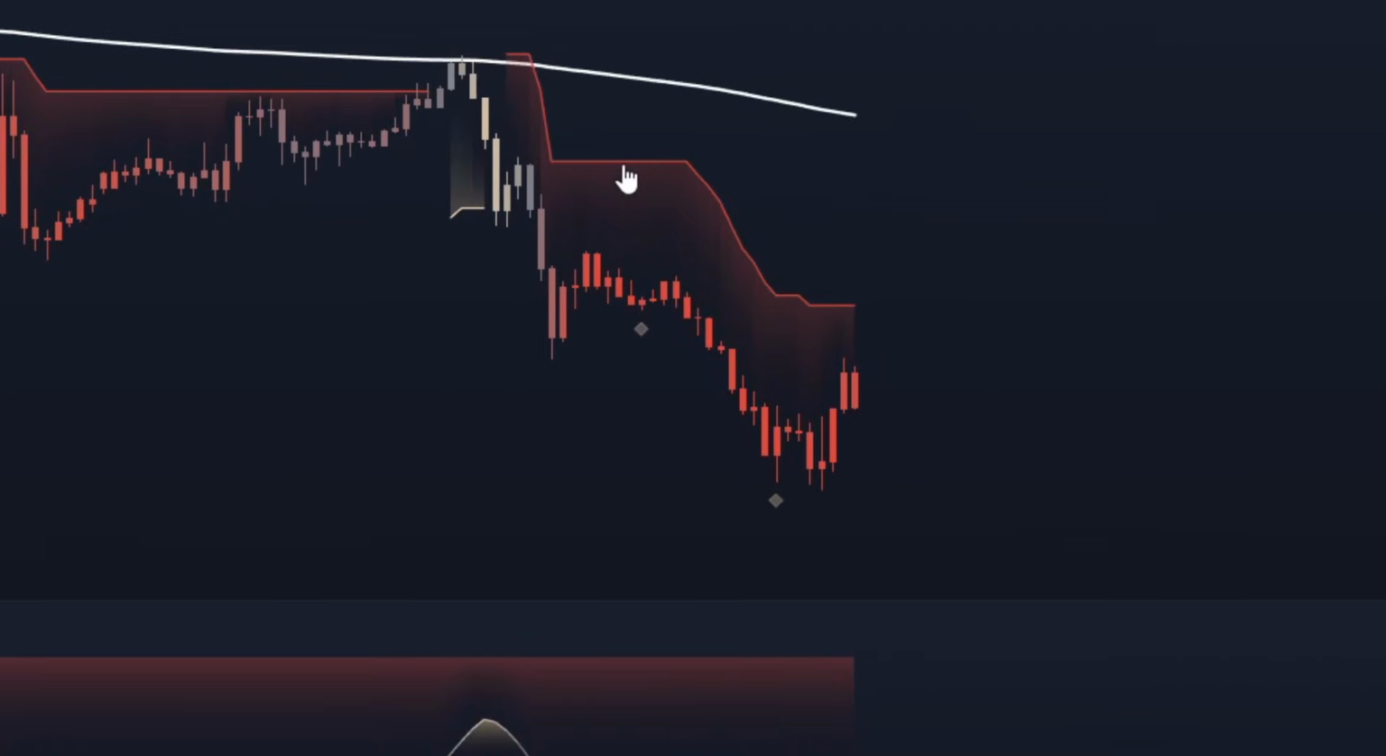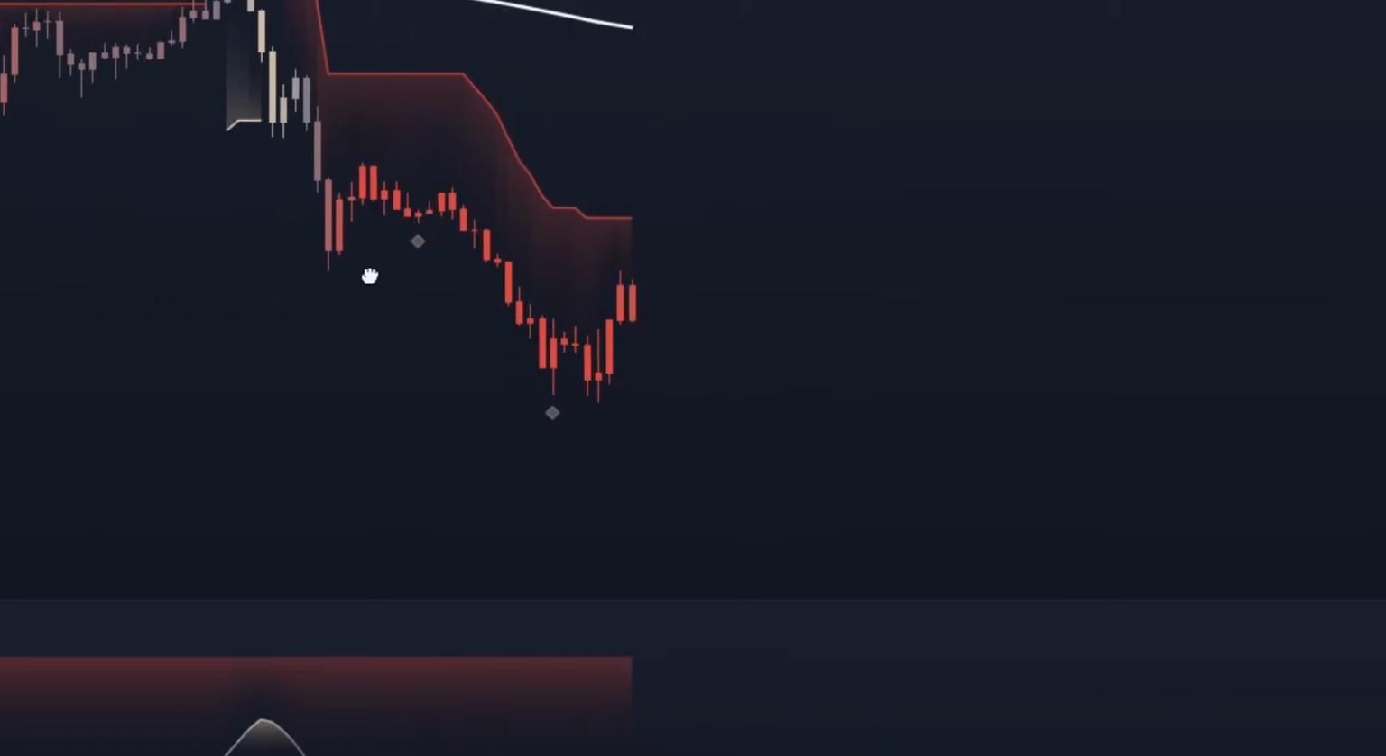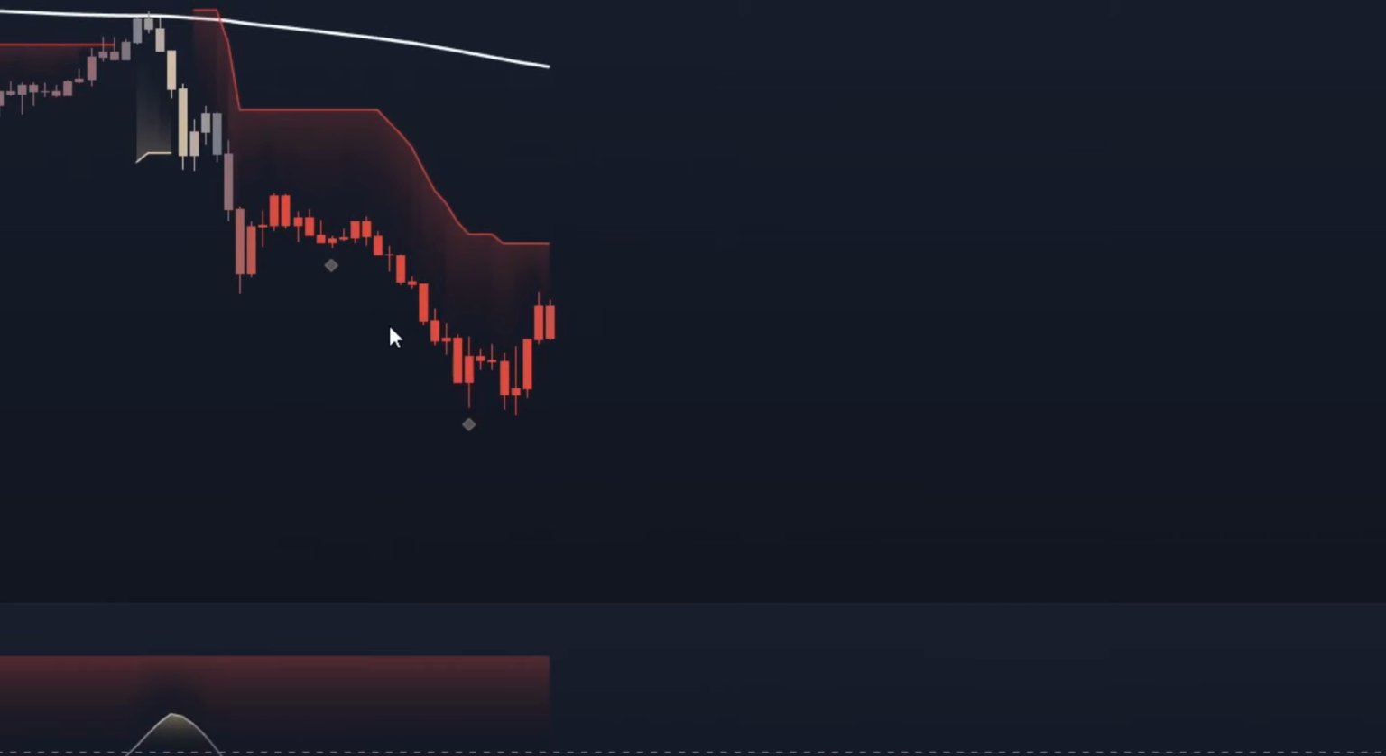When the ribbon flips back to red, just like it did here, the oscillator starts rolling over from the upper side, often with a bearish diamond. That's our signal. Just like before, we don't chase the first red candle.